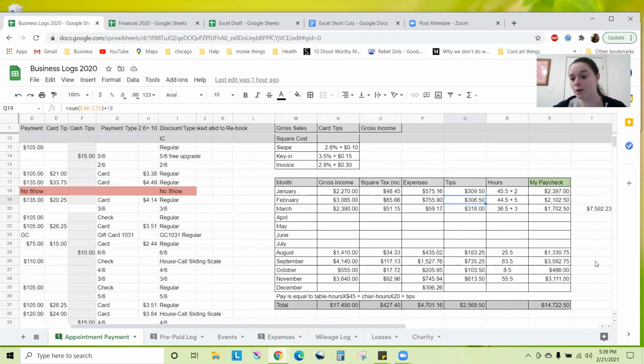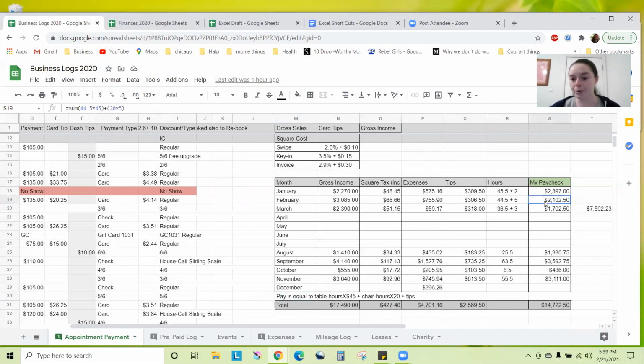And then you have to do your own math for what you're paying yourself. So a good example is for mine. I figure out how many hours of the month I worked and how many were chair massage. So 44.5 were hands-on hours and 5 hours of chair massage. And I have an equation down here that is X number of hours times $45 per hour. So I pay myself $45 an hour plus $20 an hour for every chair massage and then tips.